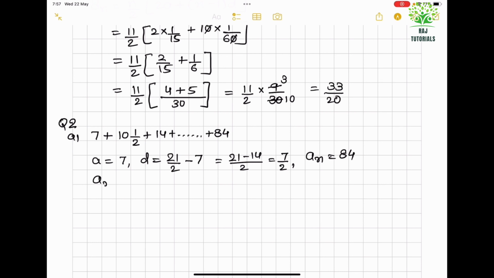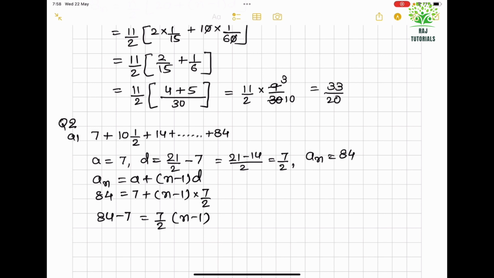So I have to use the formula an equal to a plus n minus 1 d. So that will be a, which is 7, plus n minus 1, I don't know. Here an is 84 into d is 7 by 2. So 84 minus 7 equal to 7 by 2 into n minus 1. So 77 into 2 by 7 equal to n minus 1.